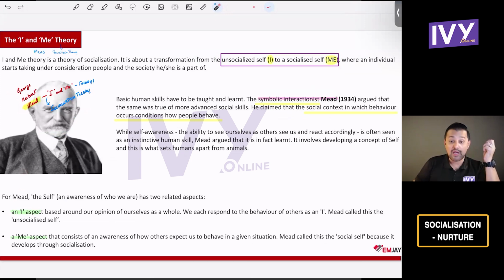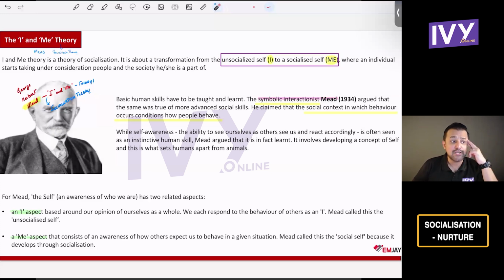Number one, the I aspect. The I aspect is based around our opinion of ourselves as a whole. We each respond to the behavior of others as an I. Mead called this the unsocialized self, whereas me is the aspect that consists of an awareness of how others expect us to behave in a given situation. And you'd realize that today you behave more the way you think others want you to behave instead of doing whatever you want to do.